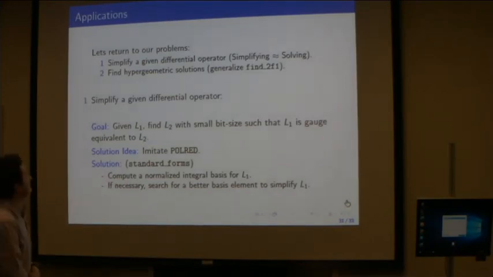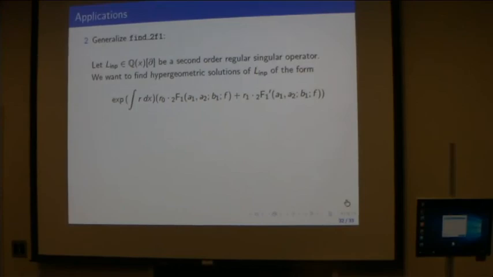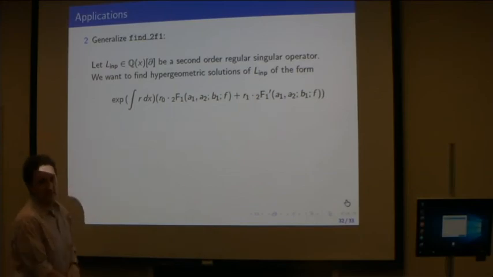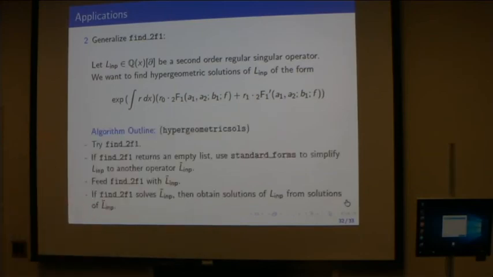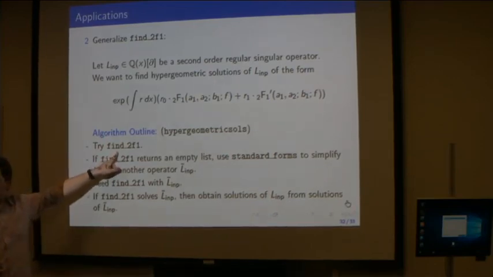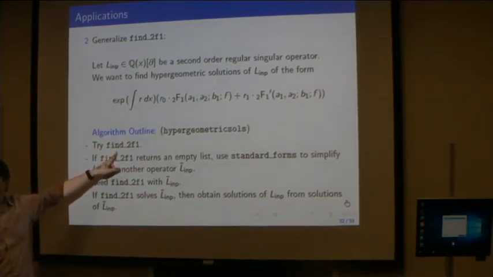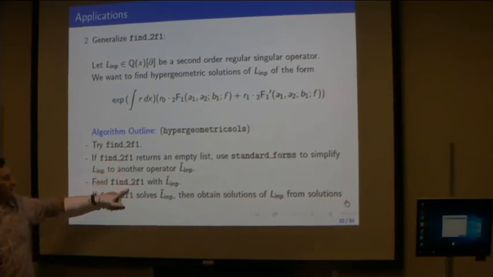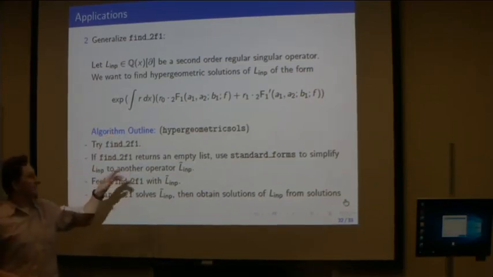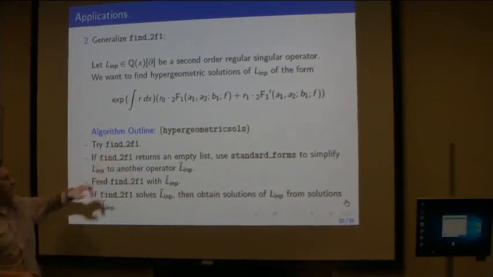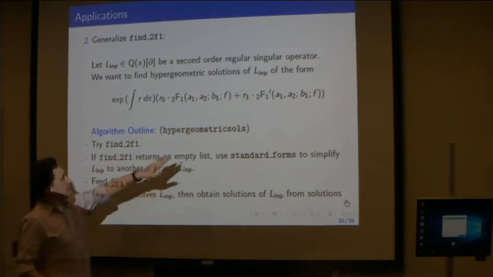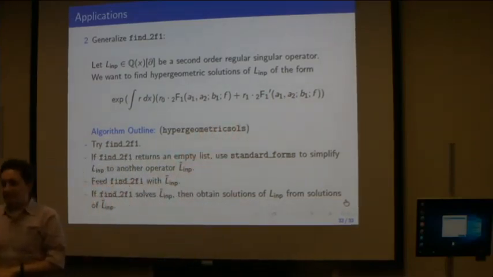So, find hypergeometric solutions. Now we have an input. This time it is a second order differential operator, and we are trying to find solutions of this form. We can combine our standard forms algorithm and find 2F1. For a given input, we first use find 2F1. If it can find the solution, then it returns the solution. If it cannot find the solution, if it returns an empty set, then we try to simplify our differential operator using the standard forms algorithm. Then we run find 2F1 again. So here is the idea. This R1 comes from a gauge transformation there.